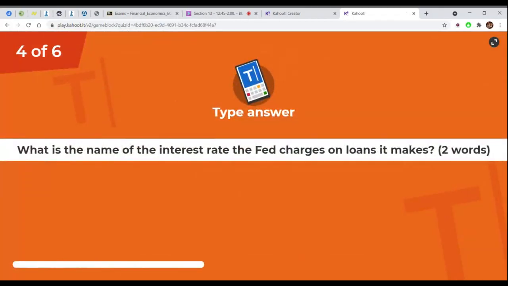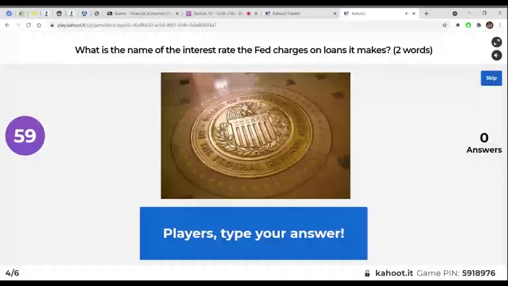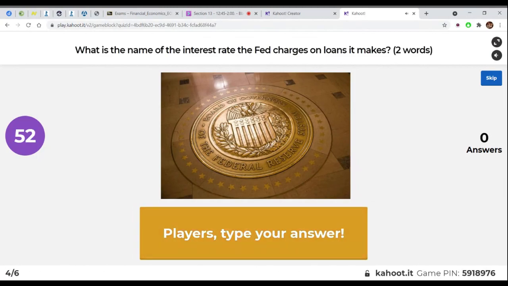This is a new type of question where you have to type it out. What is the name of the interest rate the Fed charges on loans that it makes? Now, when you type this out, make sure to write your answer as 2 words. So if the answer is reserve ratio, don't write "the reserve ratio," just write "reserve ratio." And tell me what you think of this type of question later.